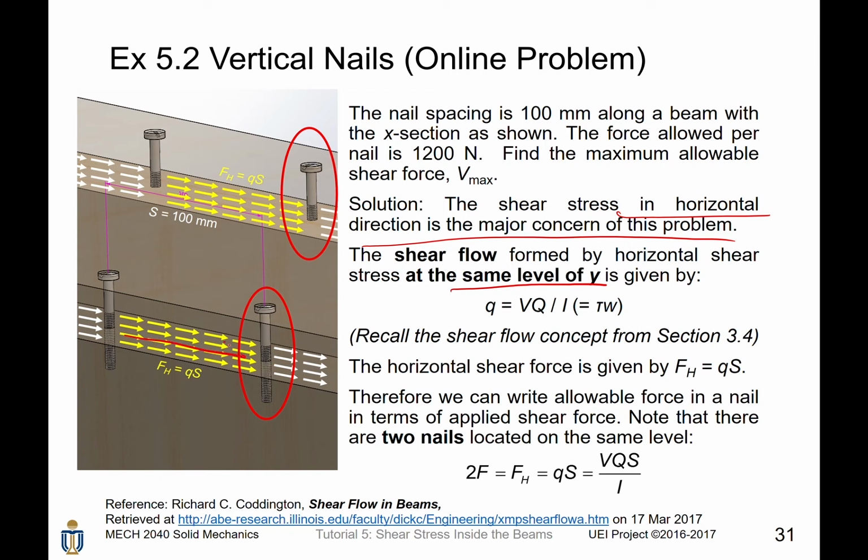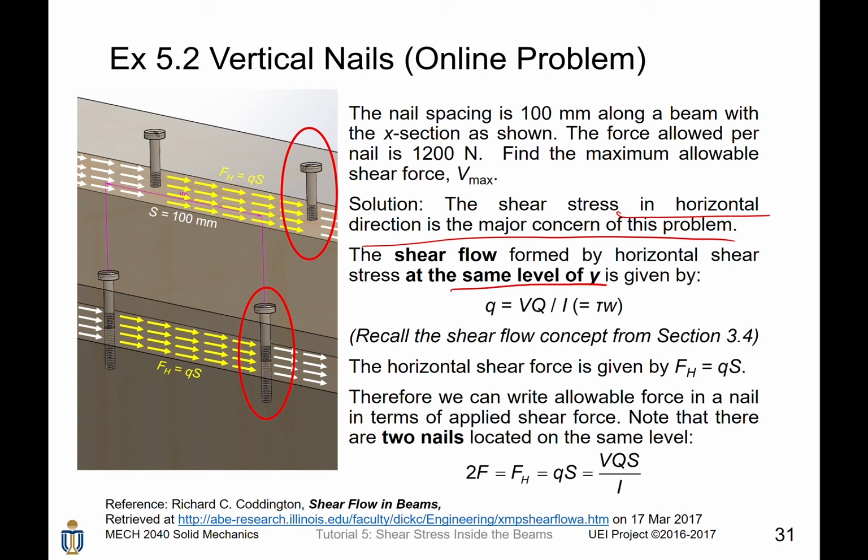That is, the shear flow is really like a flow that is flowing in this direction and trying to give a shear force to the nail. But what is the magnitude of the force? So the horizontal shear force is given by Q times S. So still, Q has a unit of Newton per millimeter, and the spacing S has a unit of millimeter. Eventually, you will get a force like this. That is, the shear flow in this section will try to rush to the nail located in this position and then cause a shear force acting on this nail.